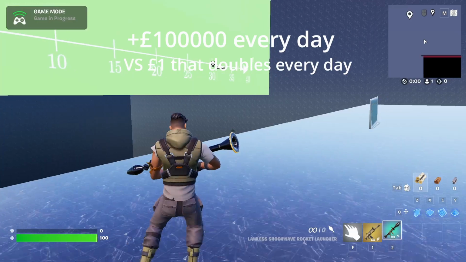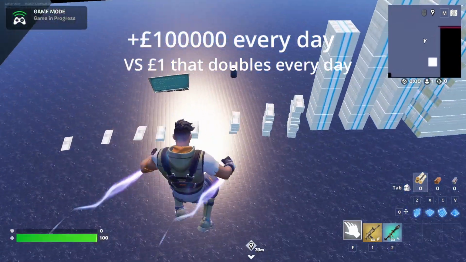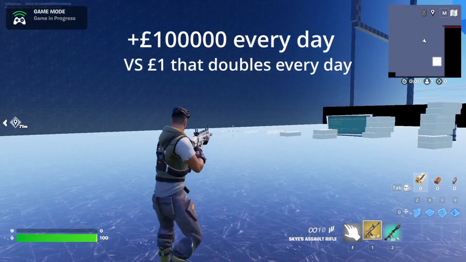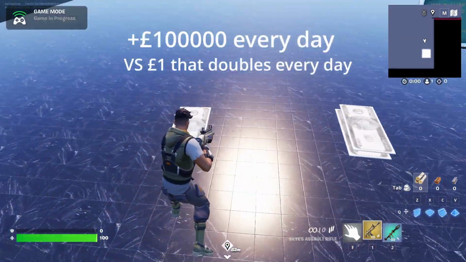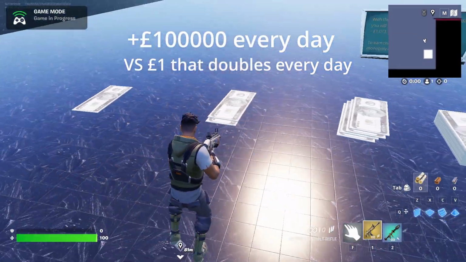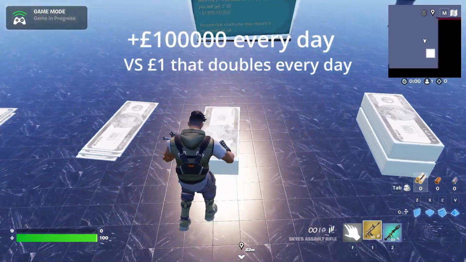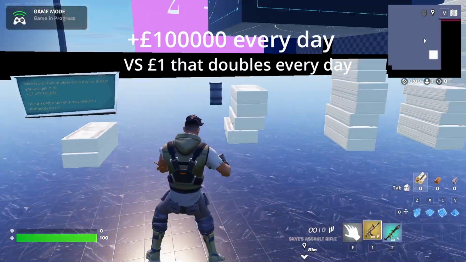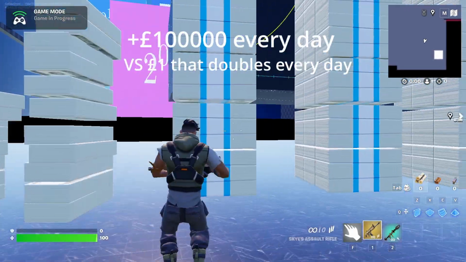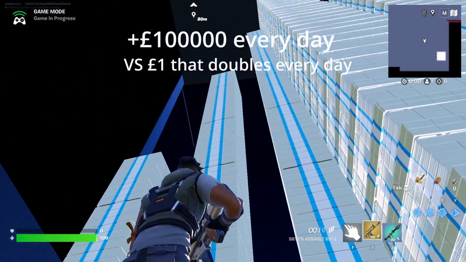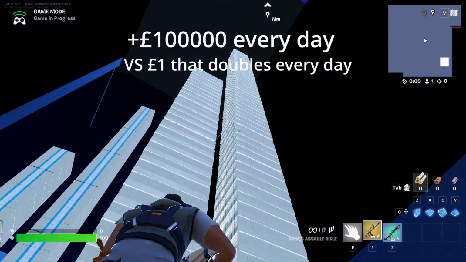But let's figure out how much we would get from 1 pound that doubles every day for 30 days. So here's the visualization of that. As you can see, it gets really big. We start off with 1 pound, and we multiply that by 2, so it becomes 2 pounds. And then we multiply 2 by 2, which is going to be 4 pounds. 4 times 2 is 8 pounds. 8 times 2 is 16. 16 times 2 is 32. 64. 128. 256. 512. 1024. 2048. And yeah, this is getting really large.